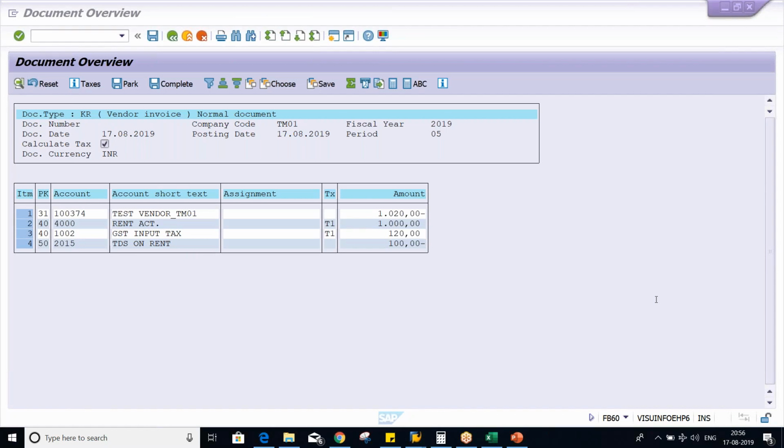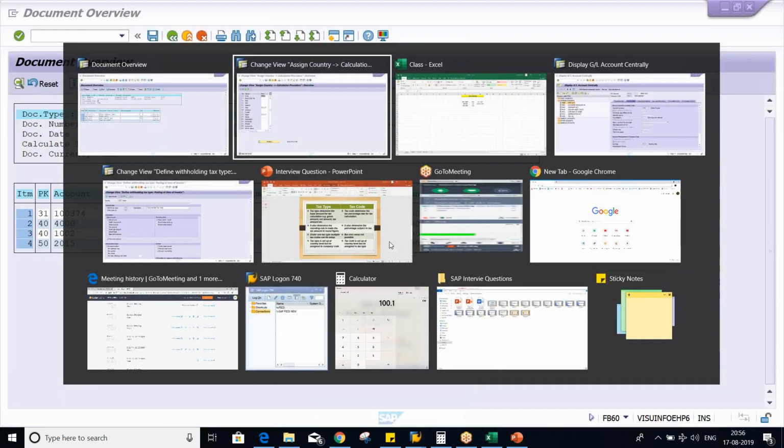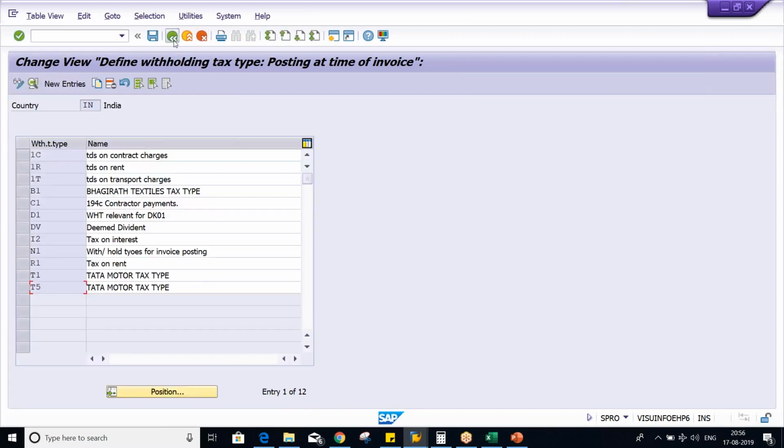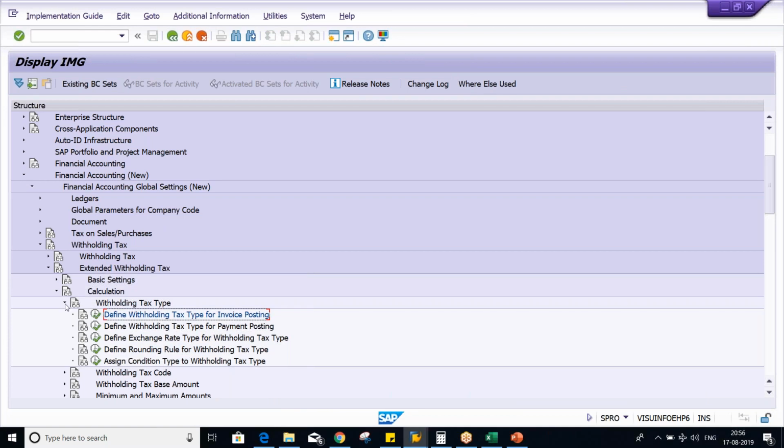Now, if you talk about TDS deductions, so TDS 10% is getting deducted, guys. I have defined a tax code and the percentage is 10%. So this 10% is going to be deducted, and that too on net amount. What we have here, if you are able to see, look at here, it's T5. I'll just show you guys, even the tax code I have defined as T5 itself.